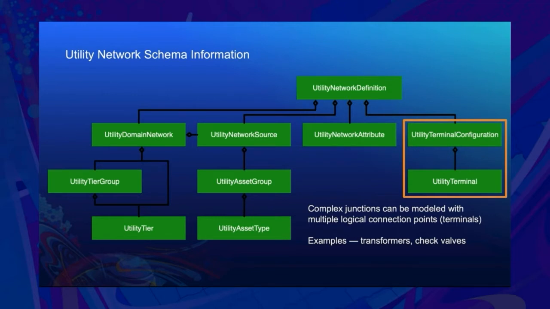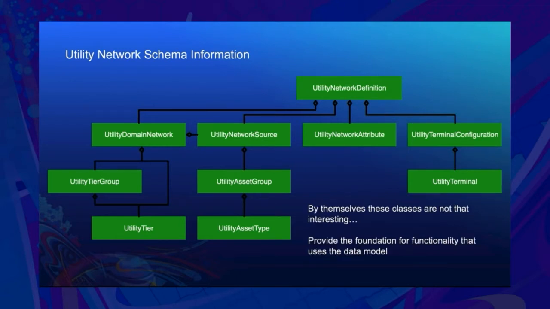Another example from a water network would be a check valve, and that's a valve where water can only flow one direction through the valve. So you'd have 2 terminals, and you could specify that you can allow flow between terminal 1 and terminal 2, but not between terminal 2 and terminal 1.